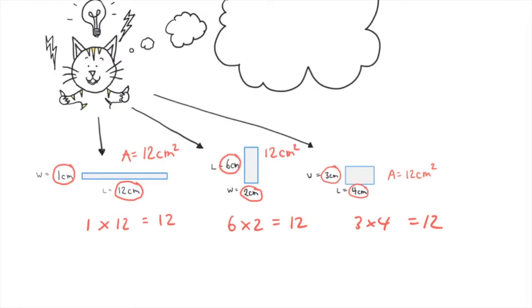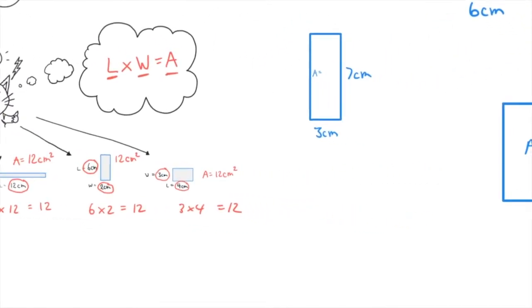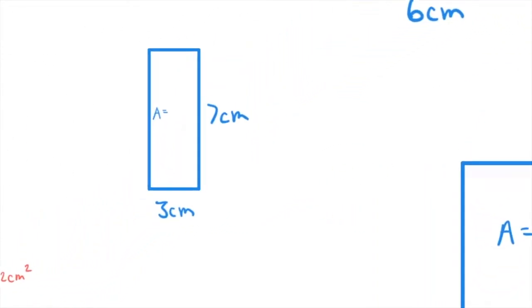The formula that we can use is length times width equals the area. For any rectangle, if you know the length and you know the width, you can find out the area. We're multiplying one dimension, the length, by the second dimension, the width. Let's look at a couple together.